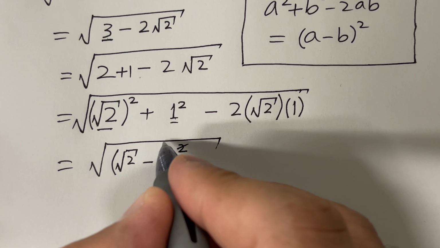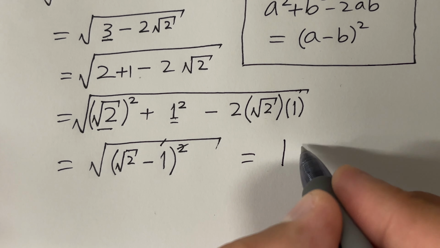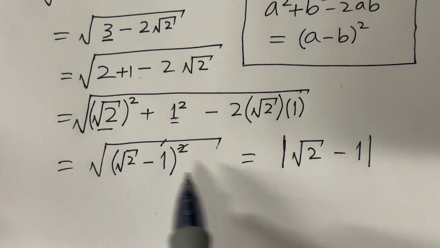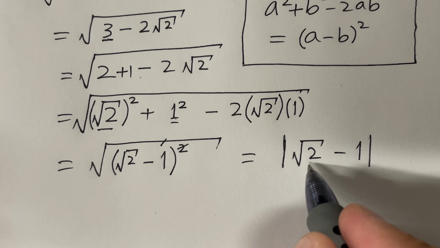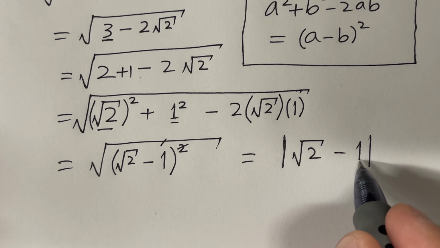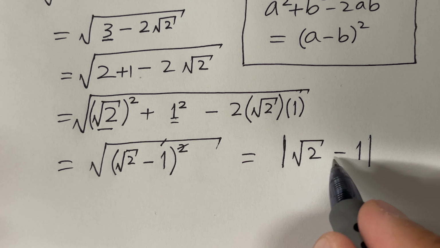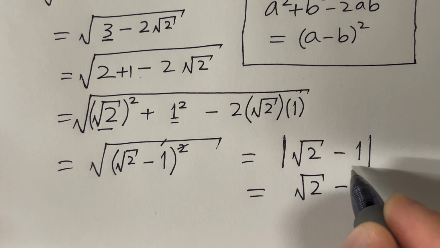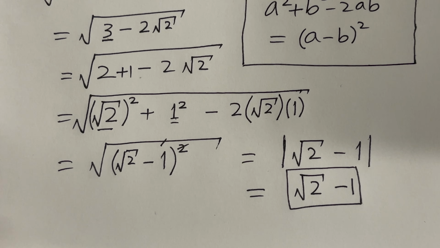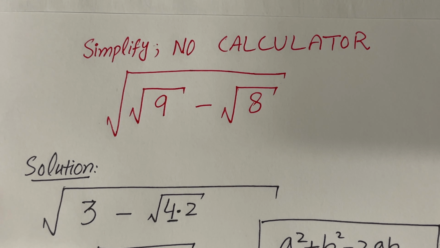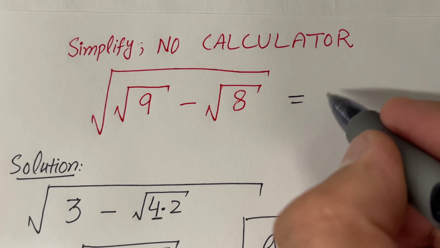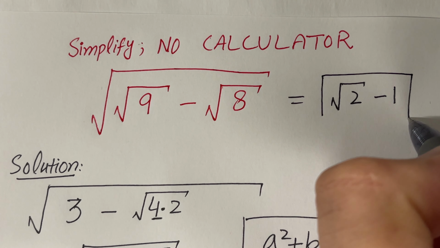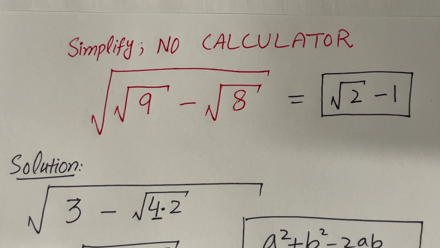Now I can cancel out this square root and square, and my answer will be the absolute value of square root 2 minus 1. Absolute value because the answer should be positive, but this guy is 1.4 something, and therefore this guy is greater than 1, so this answer is positive. The difference is positive, therefore you can just get rid of the absolute value and the answer is square root 2 minus 1. So without using a calculator, we can say that this expression is equal to square root 2 minus 1, which is approximately equal to 0.4 something.